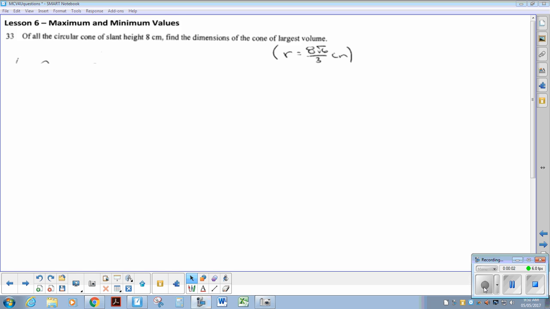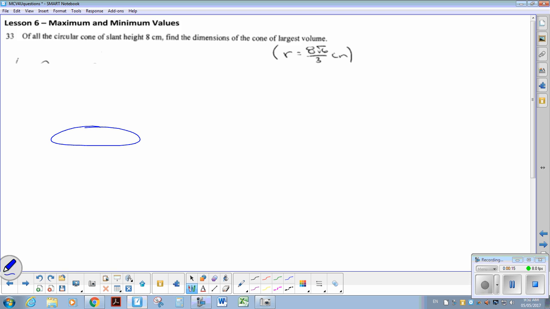All right, I'm in Unit 4, Lesson 6, and this is Part 2 of the homework in Lesson 6, number 33. So it says, of all of the circular cones of slant height 8 centimeters. So, give myself a cone. Inside a cone, we need a couple key pieces of information, R and H, and of course they didn't give us either of these key pieces. They gave us slant height, which is not overly helpful. Find the dimensions of the cone of largest volume.